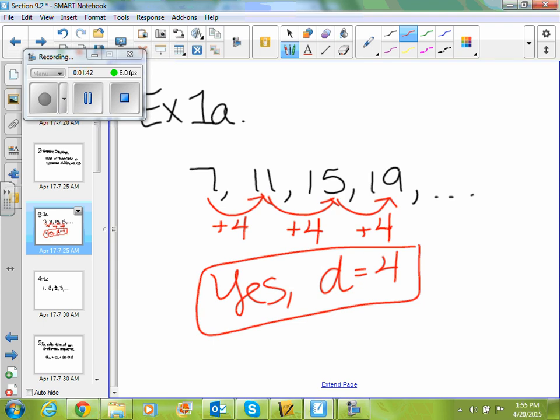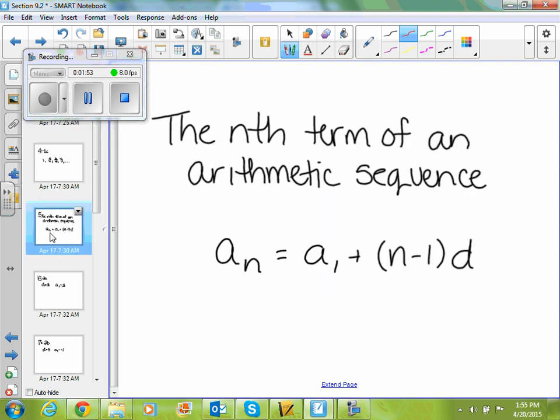That's it. Pretty simple stuff. Oh wait, so do you guys want to do another one like that, or does that make sense? Good? Okay. Alright, the second thing then we're going to look at is the nth term of an arithmetic sequence.